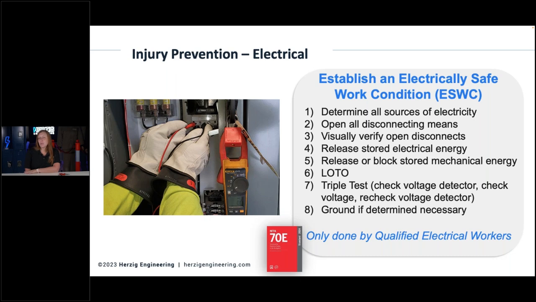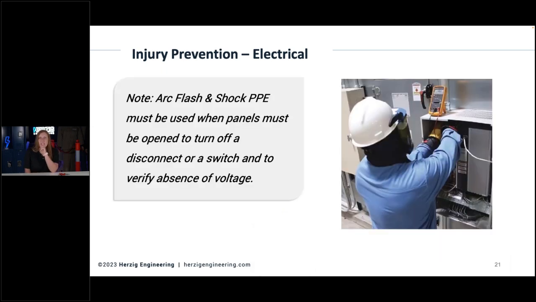Our next webinar is actually going to be a whole webinar detailing and focused in on establishing an electrically safe work condition. So I'm not going to spend too much time on this one, but there's the basic 8 steps. Just understand if you have electrical involved, there could be additional steps that your lockout tagout program and procedures might not specify, although they should. And this is an example where arc flash and shock PPE would be needed to verify absence of voltage. It's very likely. And you know, sometimes there's other PPE involved, but this is the most common.